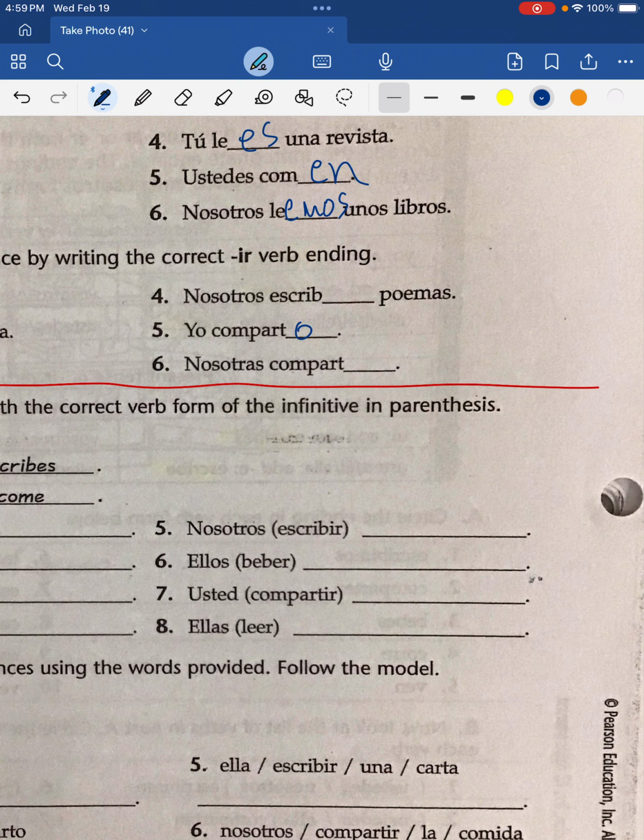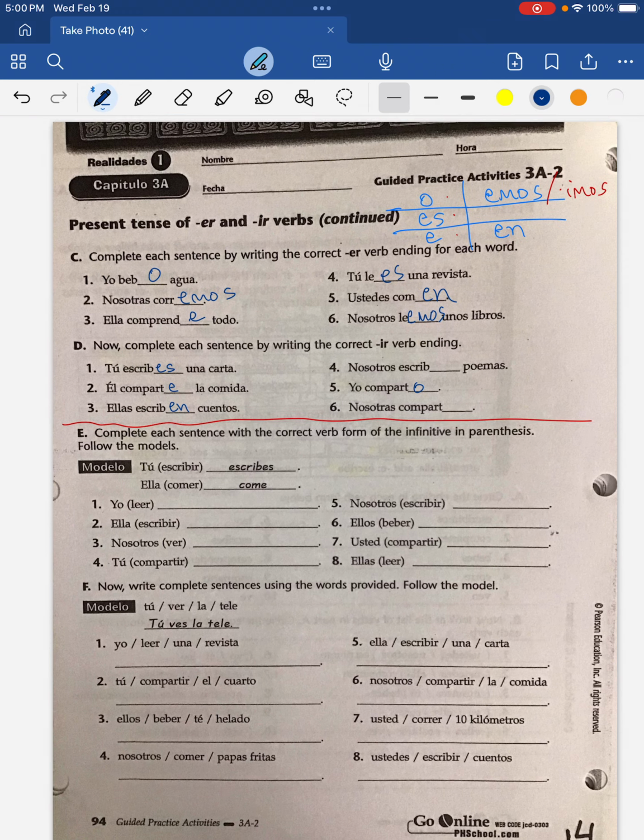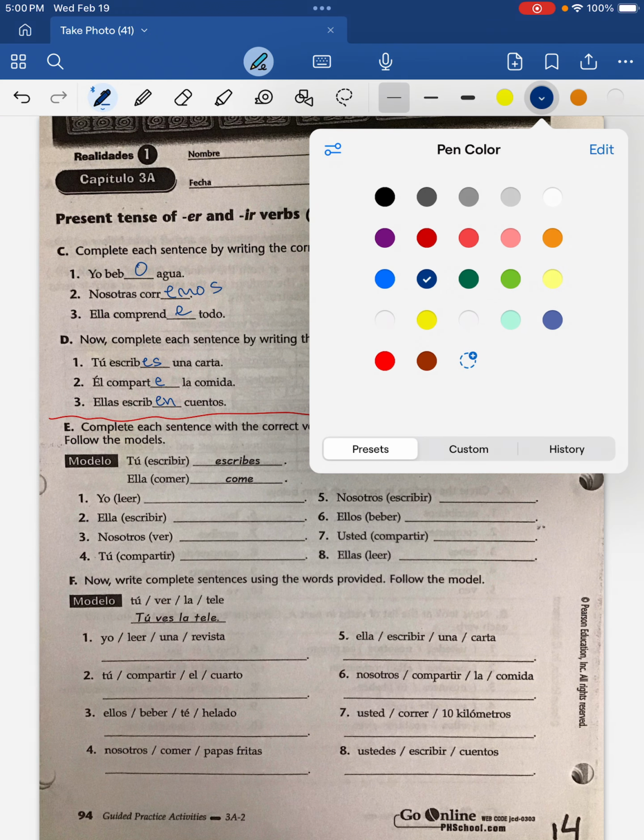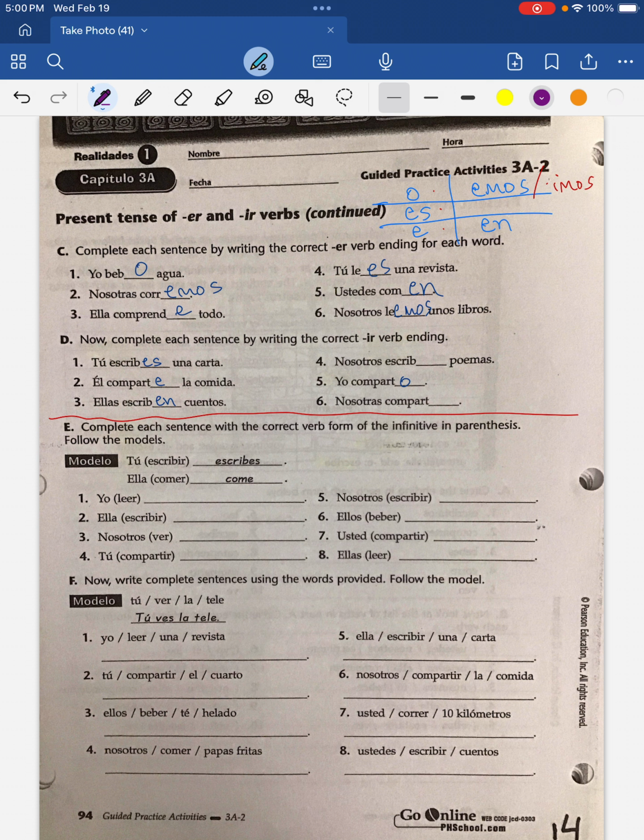Yo comparto, nosotros. Wait a minute, here's the nosotros form, and we saw that nosotros is not going to be emos, it's going to be imos. Y aquí también imos. Right, so always checking in on those nosotros forms with ER and IR verbs, knowing that they are a little different.